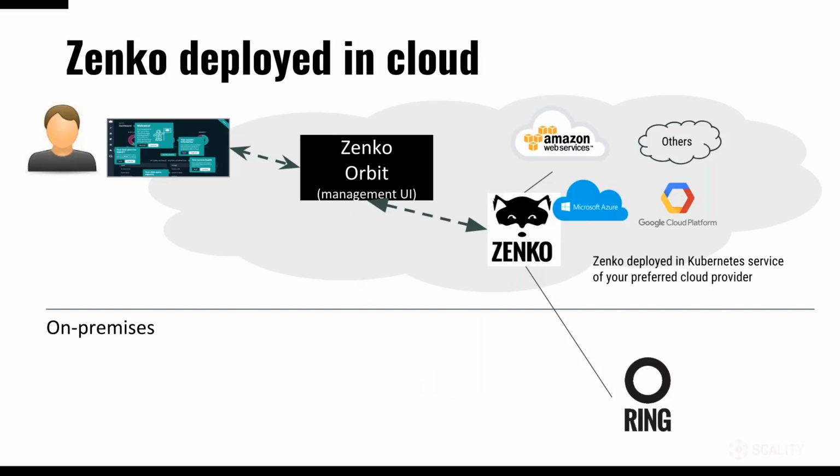If you move to the next slide, in that case Zenko is running in the cloud, maybe in a Kubernetes service or on VMs, and it gives you the same features. Deciding whether to run on-prem or in the cloud depends on your bandwidth usage, and you have to look at the cost of bandwidth depending on the kind of traffic you're going to do.